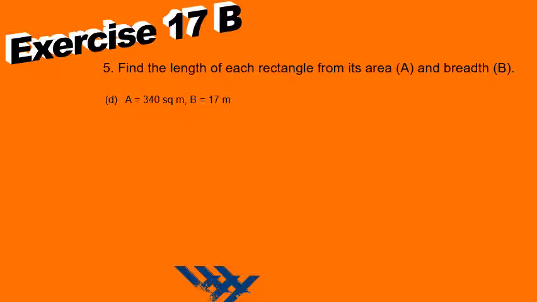In this D part, area is given which is equal to 340 square meter and breadth is given which is equal to 17 meter. So we have to find out the length of the rectangle. Length of the rectangle is equal to area of the rectangle divided by its breadth. So length is equal to 340 divided by 17, where 340 is the area and 17 is the breadth of the rectangle. So when we divide 340 by 17, what do we get? We get 20 meter as the length of the rectangle.